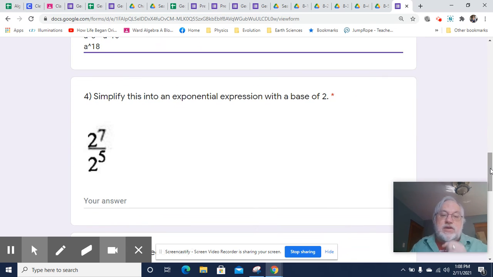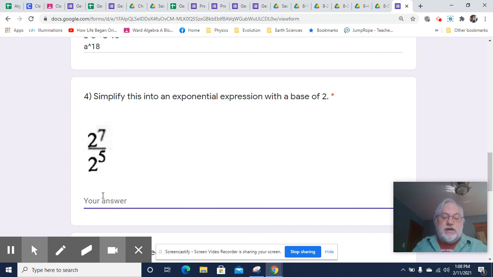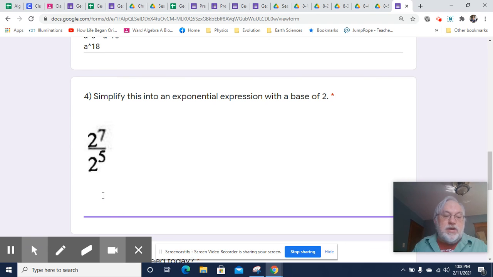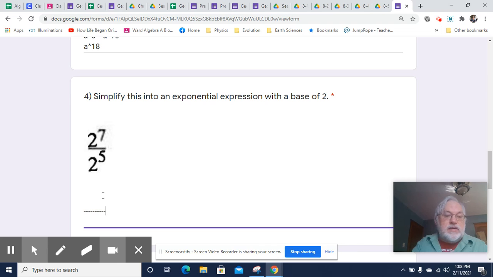All right, let's simplify this into an exponential expression with a base of 2. Well, I've got 7 factors of 2 in the numerator and 5 factors of 2 in the denominator. So here's what I'm going to do. I'm going to do this on 3 lines. So I'm going to make that a fraction bar. I'm going to use 7 factors of 2: 2 times 2 times 2 times 2 times 2 times 2 times 2. Let's see, 1, 2, 3, 4, 5, 6, 7. I got 7 of them. And down here, I'm going to do 2 times 2 times 2 times 2 times 2.